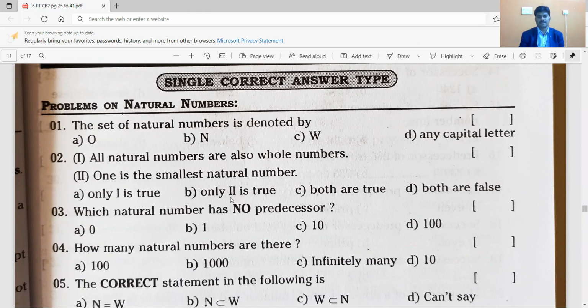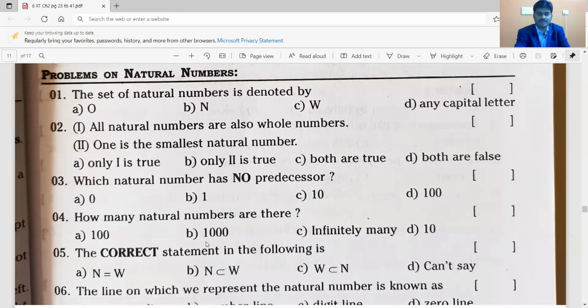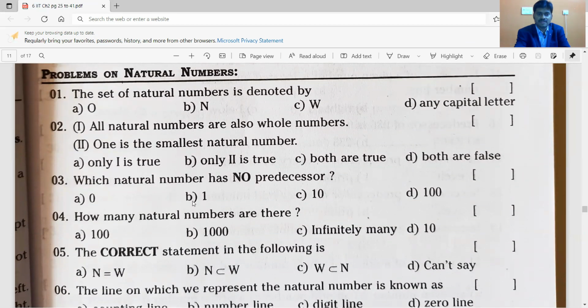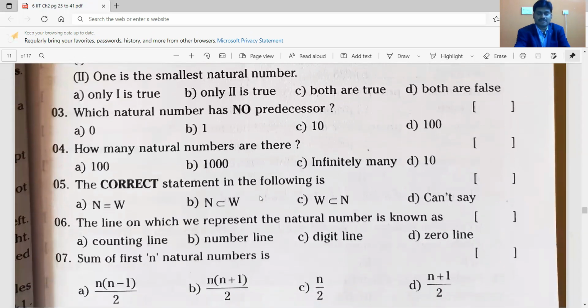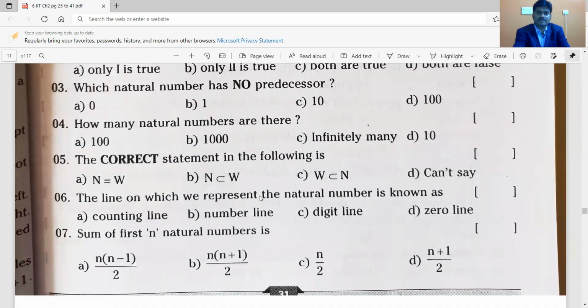Which natural number has no predecessor? The number 1 does not have any predecessor, because its predecessor would be 0, but 0 does not exist in the set of natural numbers. How many natural numbers are there? 100, 1000, infinitely many, 10. Yes, infinitely many, because there is no end for natural numbers.